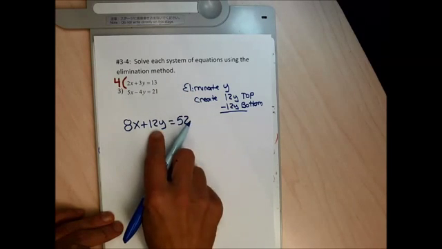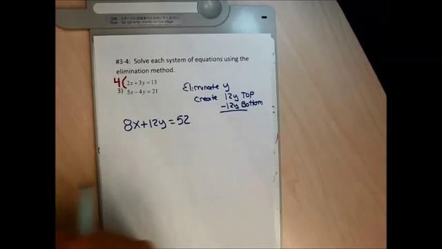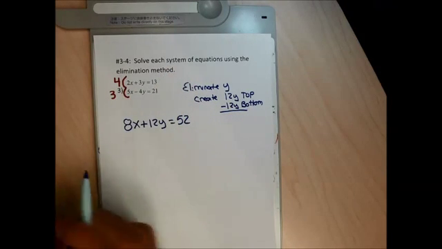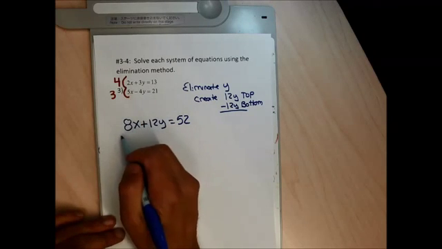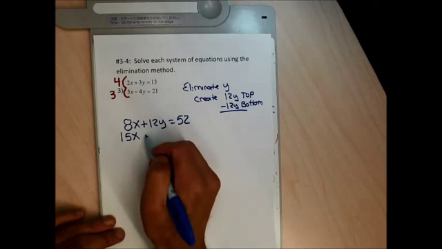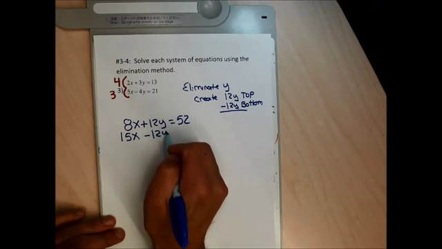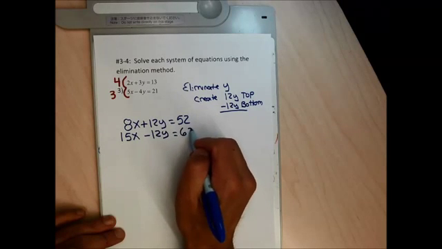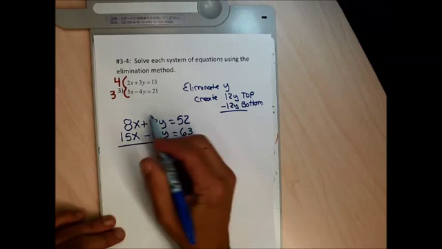There's my 12y in the top equation. To create the minus 12y in the bottom equation, I'm going to multiply everything in the bottom equation by 3. I'm going to go 3 times 5x and pick up a 15x, 3 times minus 4y and get a minus 12y, and 3 times 21 and get a 63. Now I'm going to add the equations together.